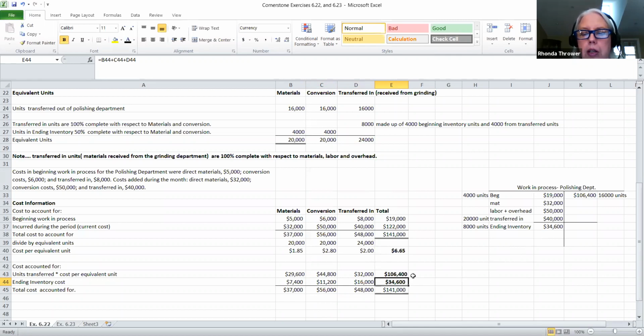And then once you know your ending inventory and you have what you transferred out, the total of these two added together brings you back to $141,000. And you can double check that by combining these costs and then adding them straight across, and it'll give you that same $141,000.